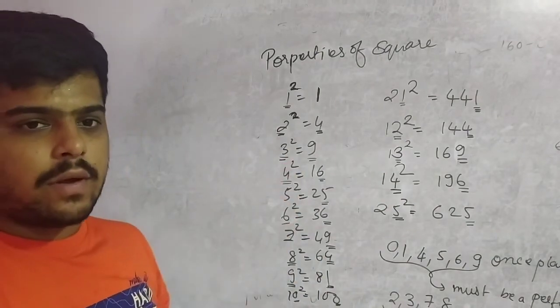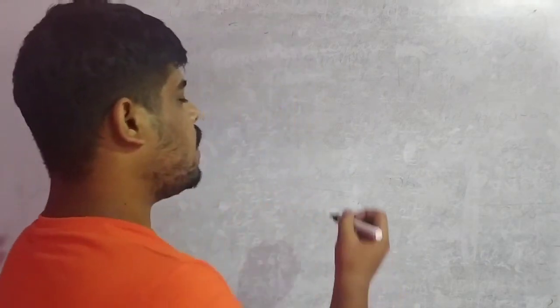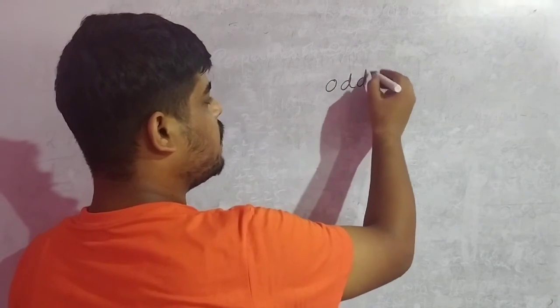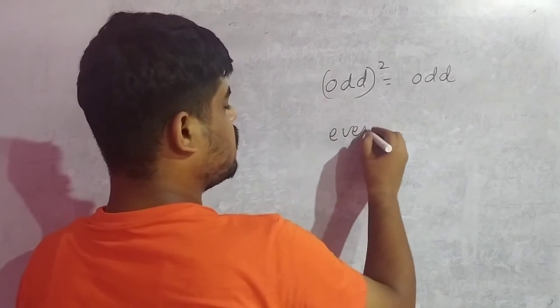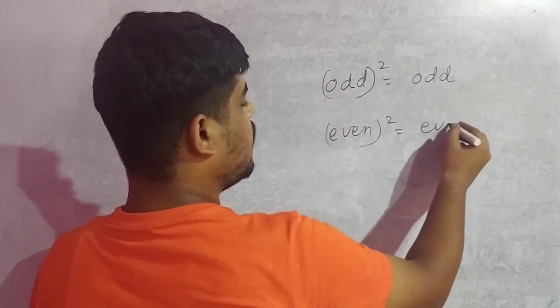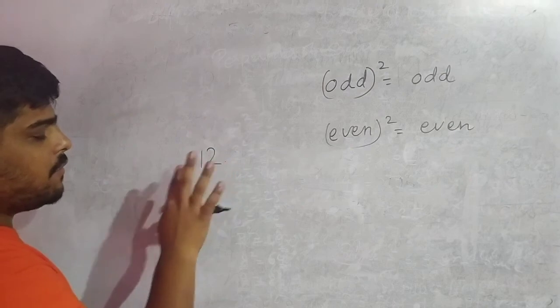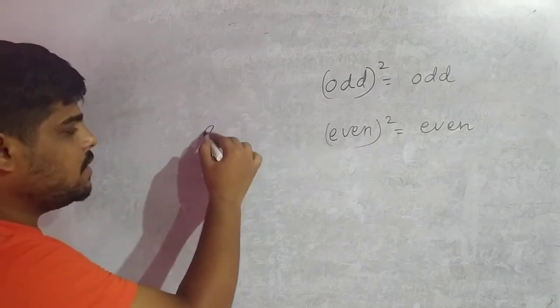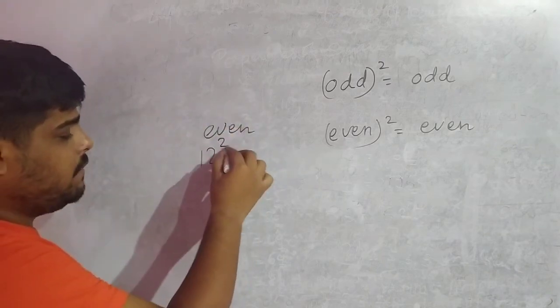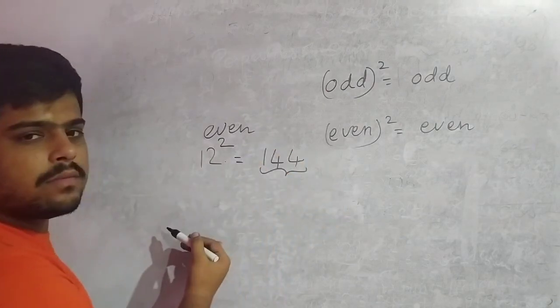Now these were the properties of the square, and we have done 2 questions on the basis of this. Now there is another property of the square: the square of an odd number is always an odd number, and the square of an even number is always an even number. Let's see how. Take an example of 12. 12 is an even number. So if we square 12, it gives 144. That is also an even number.